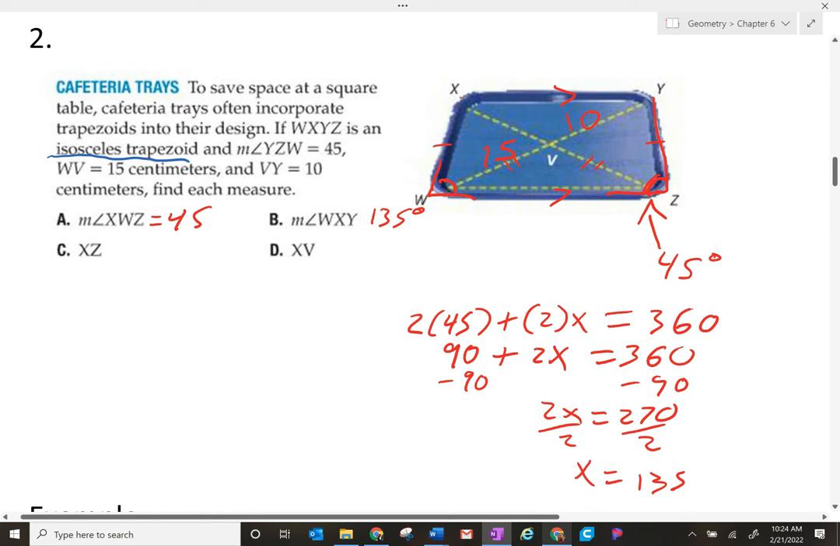Okay, and then XZ is going straight across the entire thing. So I'll add up just like the ones before. I got 15 plus 10. That one's going to be 25. The last one, XV. Remember, it's going to be exactly like that one. Somebody said it, it's going to be 10.